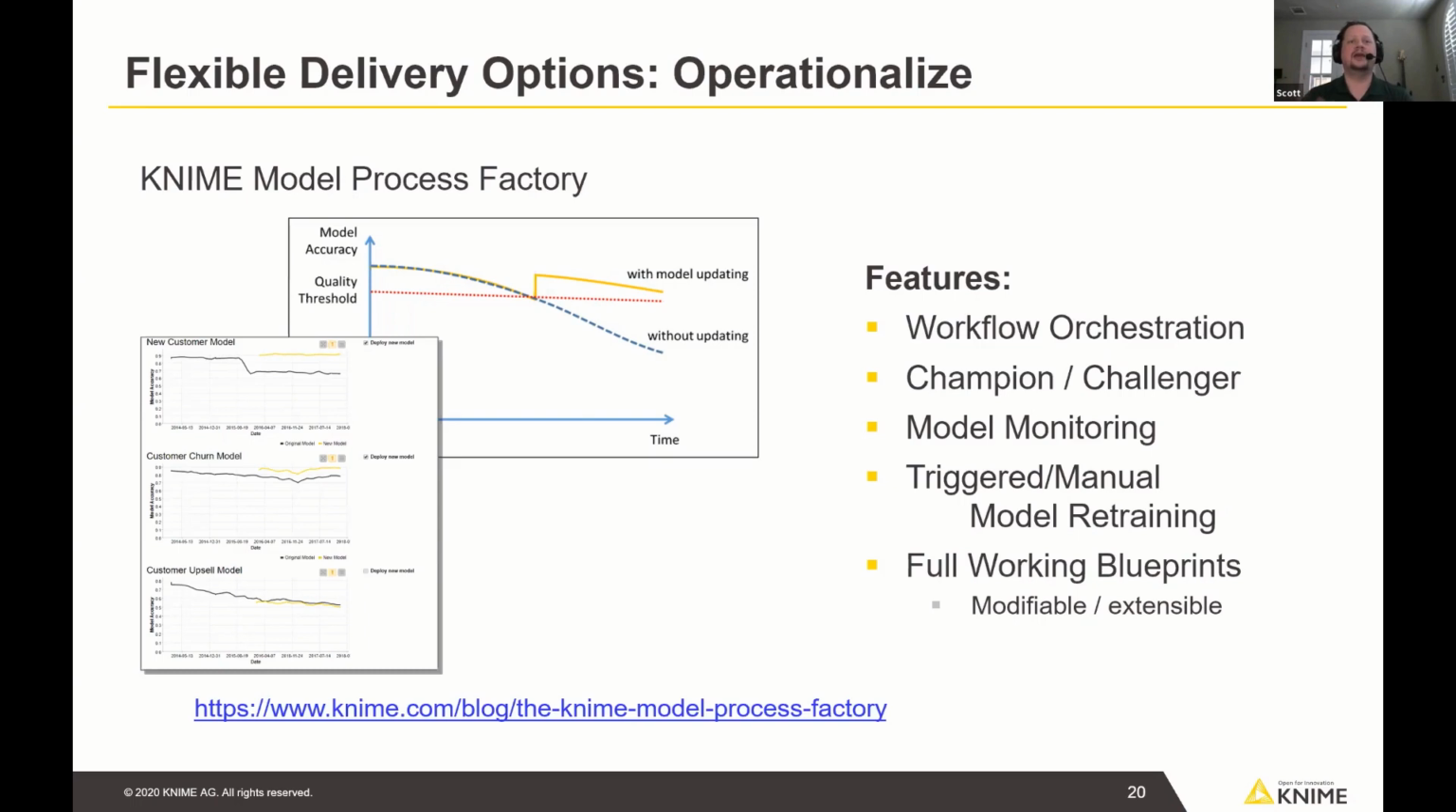So you can automate that, or you can put in steps along the way to make sure human intervention is going to be called for when it's required. That's all up to you. But we have fully working blueprints of how all this can be set up in the model process factory. There's an extensive white paper about it. If you'd like to learn more about it, you can check out this link below.